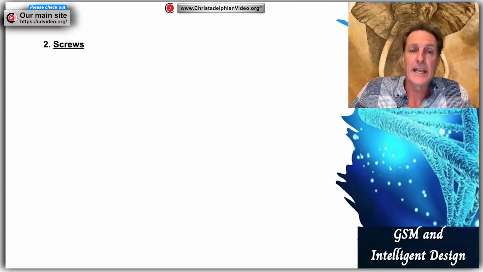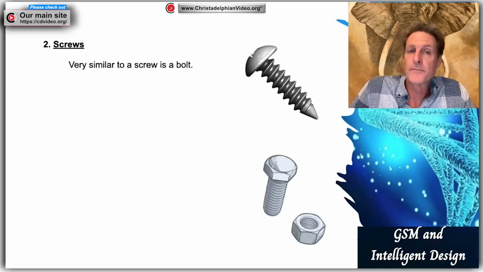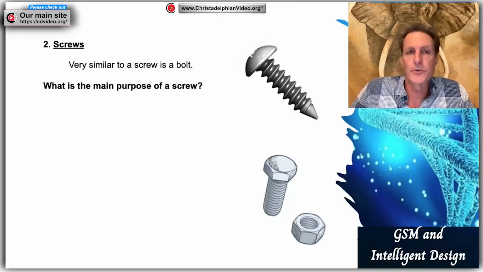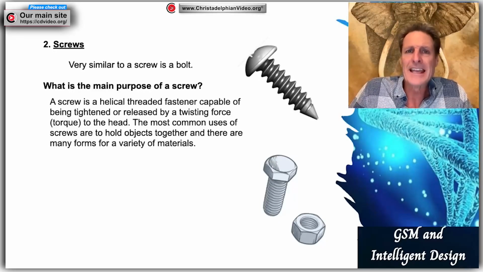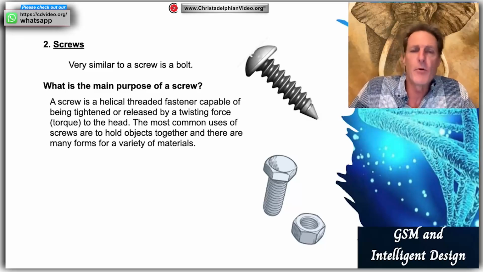Our second letter, S, stands for screws. And very similar to a screw is a bolt. And what is the main purpose of a screw? Well, a screw is a helical threaded fastener capable of being tightened or released by a twisting force or torque to the head. And the most common uses of screws are to hold objects together, and there are many forms for a variety of materials.